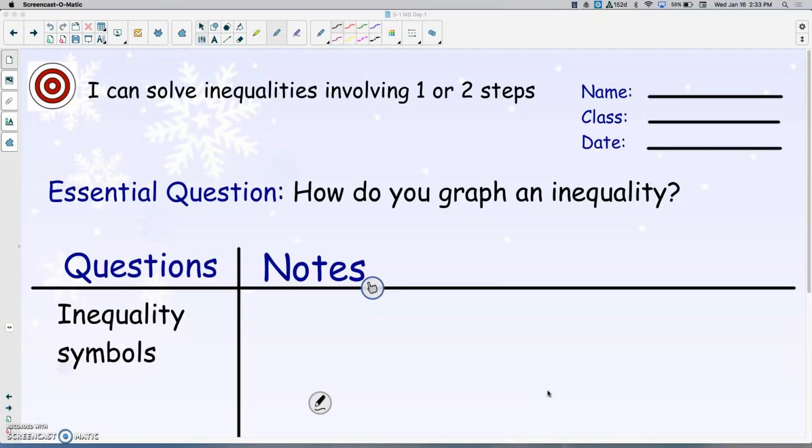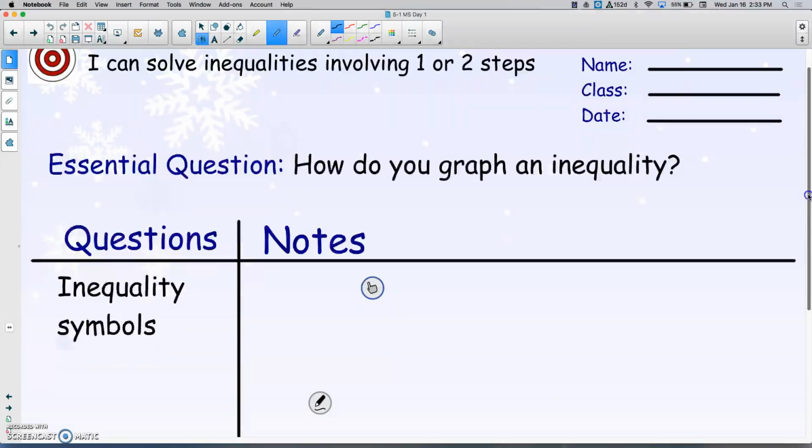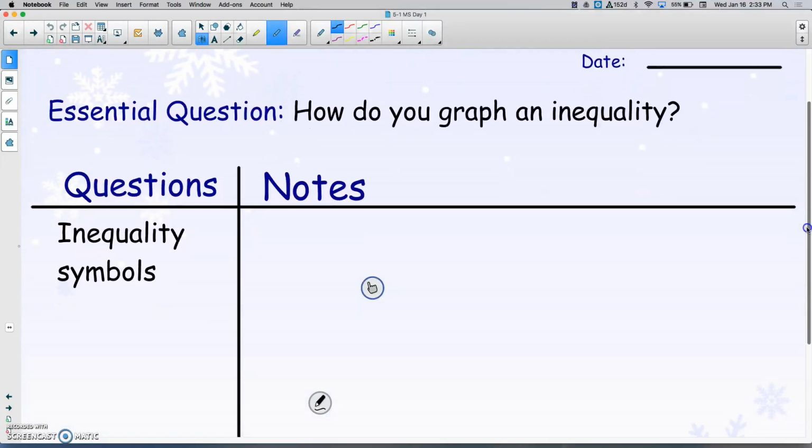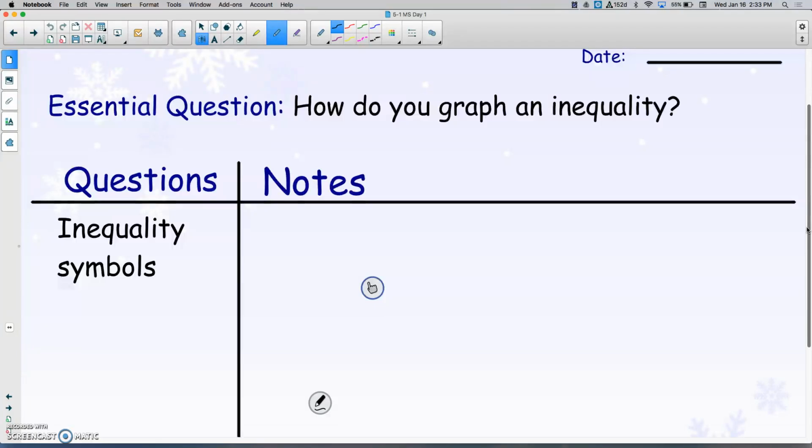Lesson 5.1. Our learning target says I can solve inequalities involving one or two steps. And our essential question says how do you graph an inequality? So for the vocabulary, we just have inequality symbols. Remember, inequality symbols are these.